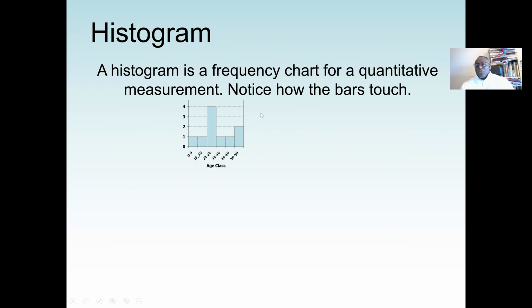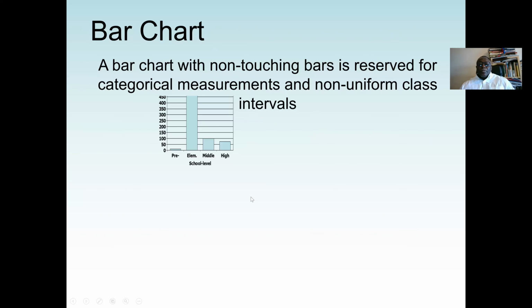So a histogram is a frequency chart for quantitative measurement. The x-axis will always be the class, and the frequency, the total number of tallies, will always be the y or vertical axis. A bar chart and a histogram are almost the same, but in a histogram we can see the intervals. Why? Because in a bar chart, we use qualitative data, or categorical measurement. For example, pre-elementary, middle school, high school, or with cars, red cars, yellow cars, blue cars.